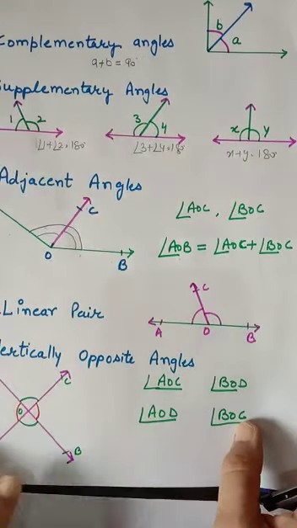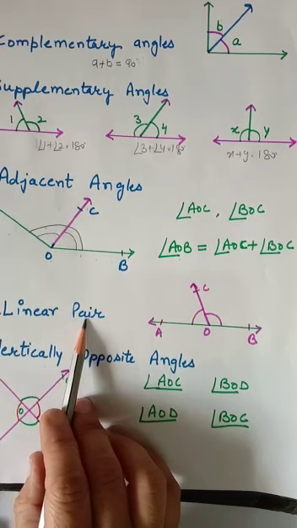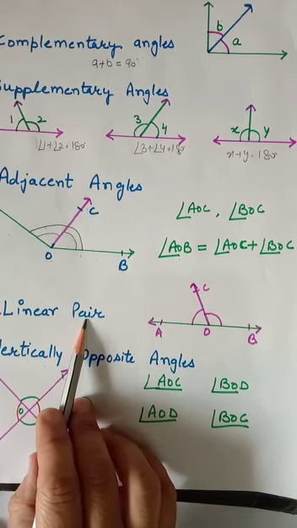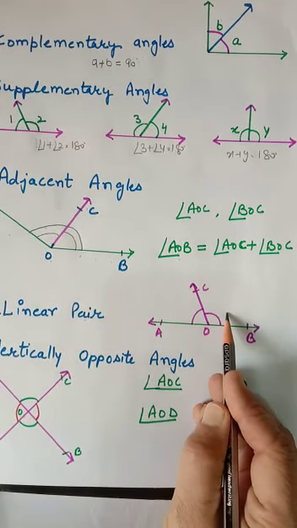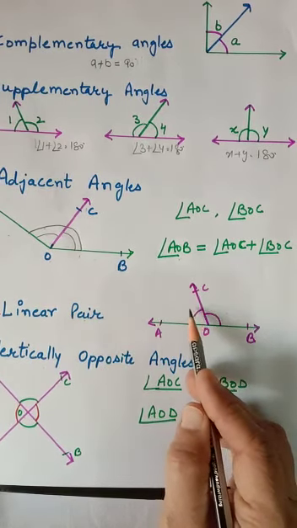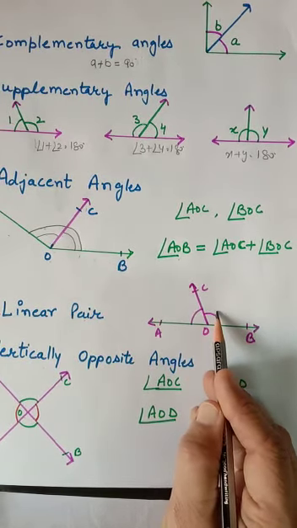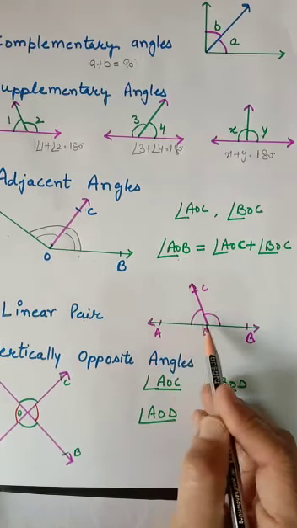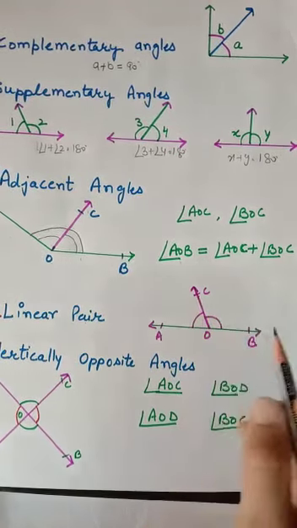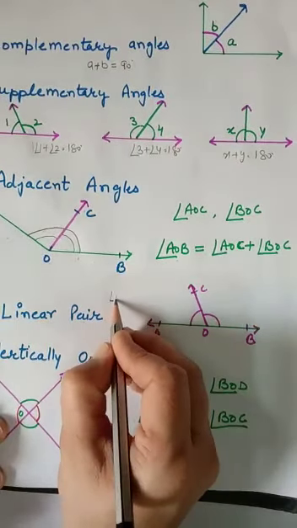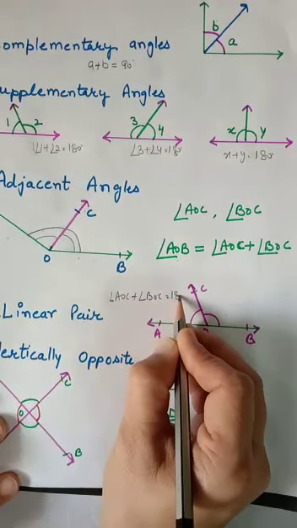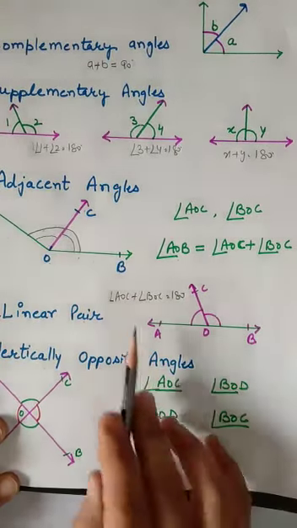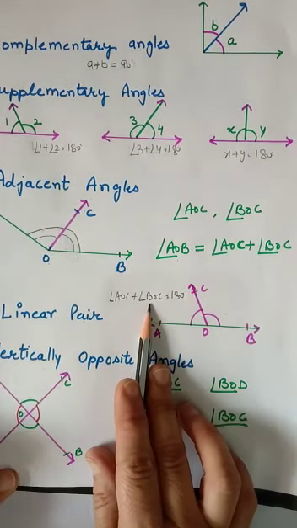Next is linear pair. Two adjacent angles are said to be a linear pair if their sum is 180 degrees. So for angle AOC and angle BOC, what we can write down here? Angle AOC plus angle BOC is equal to 180 degrees. That's why these two angles are known as a linear pair.